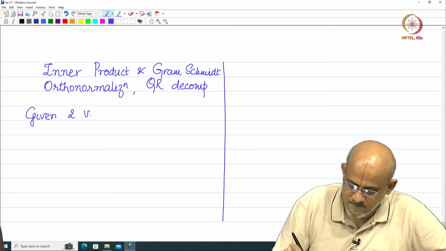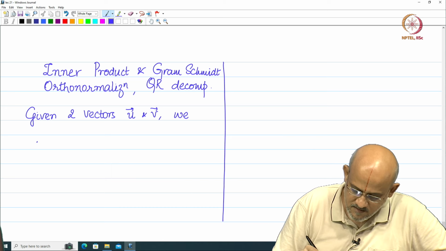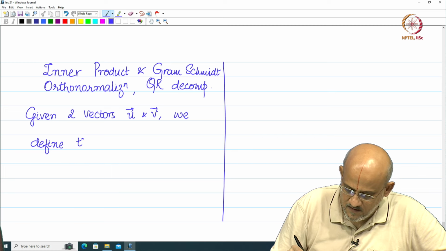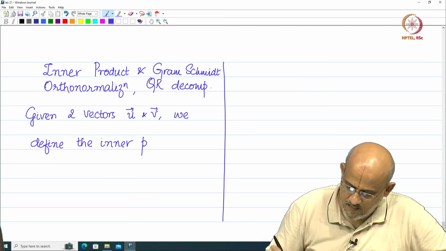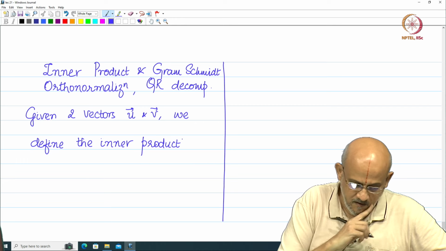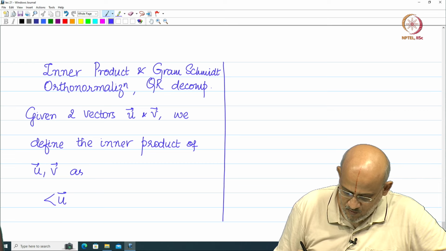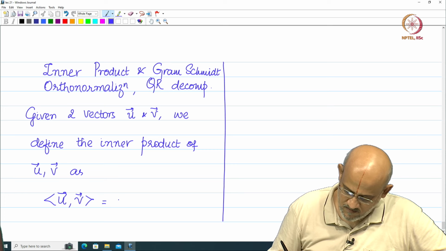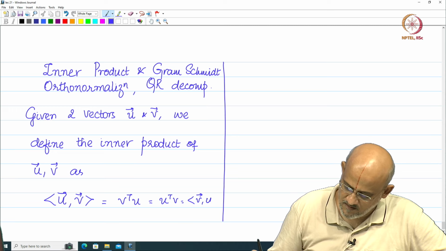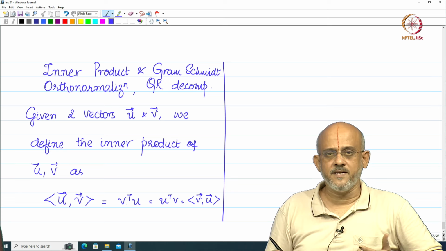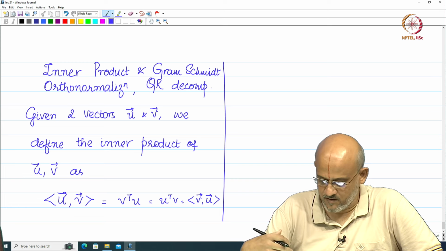So, given two vectors u and v, we define the inner product of u comma v as u comma v is equal to v transpose u, which is the same as u transpose v, which is the same as this, because we already know v transpose u is v1 u1 plus v2 u2 plus v3 u3 etc. So, therefore, that is the same as u1 v1 plus u2 v2 plus u3 v3 etc. So, we are going to have the inner product to be defined as.